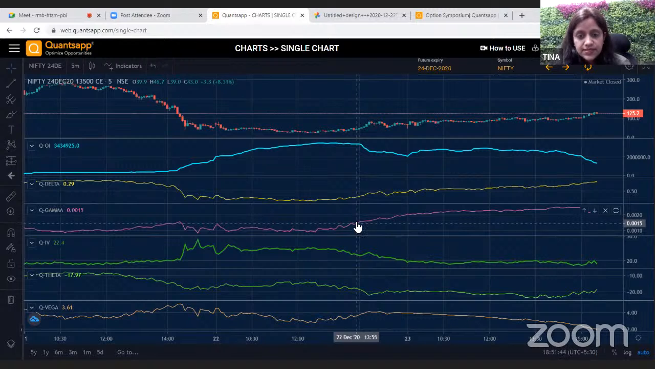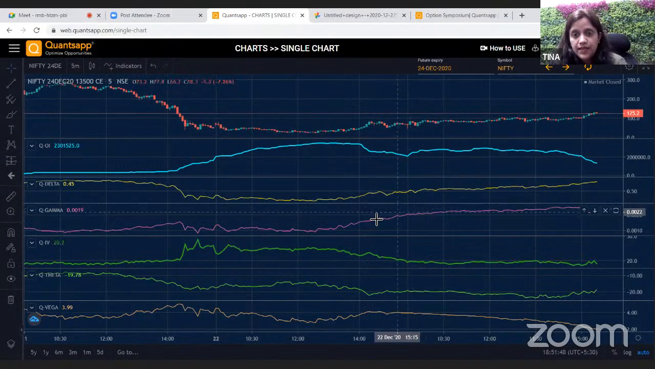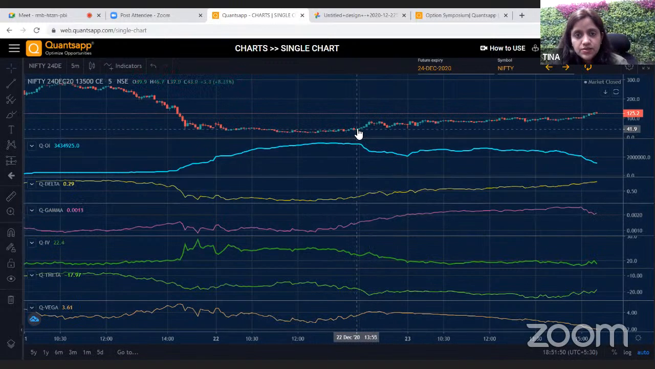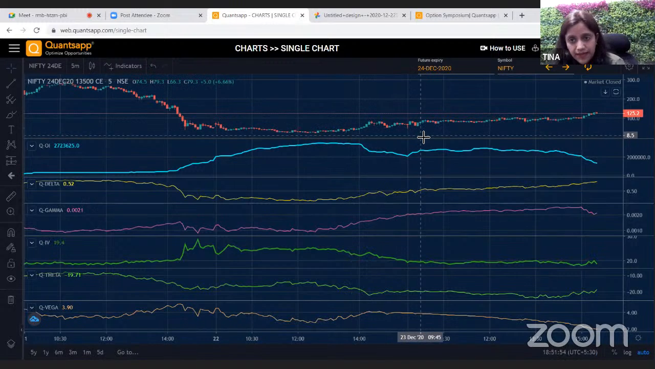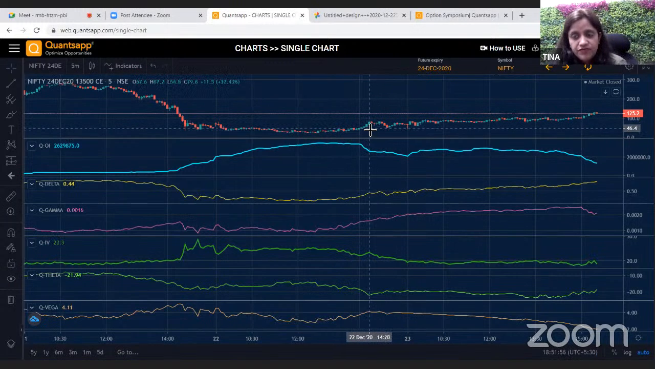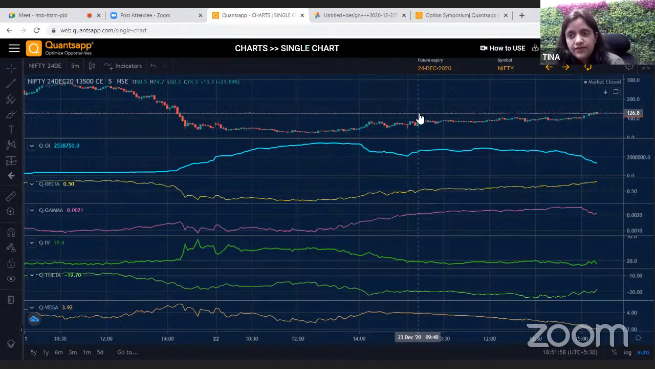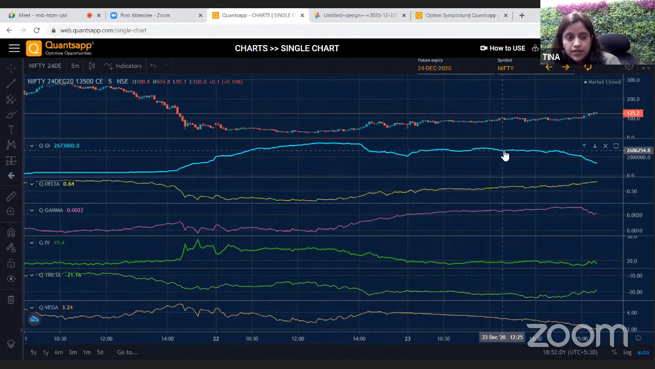So since yesterday 2 p.m. onwards, you see that the gamma slope moved up and we started seeing this call shedding taking place. The writers now started panicking. So the premium of like 30, 40 points, then eventually moving to 130 points. So all the data are interlinked to each other.